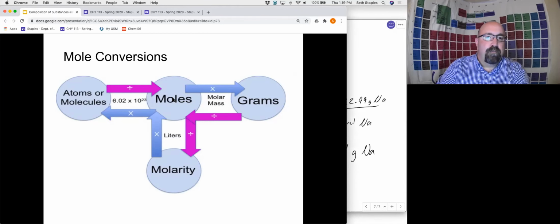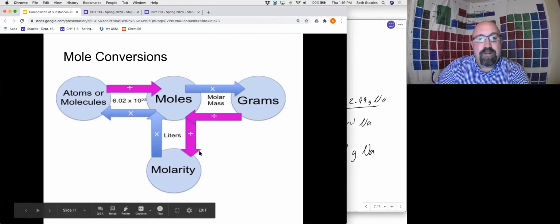If we want to go from moles to the number of atoms or molecules, then we're going to use Avogadro's number and we're going to multiply. From atoms or molecules to moles, we're going to divide by Avogadro's number. This also shows you how you can go from grams to atoms or molecules. First, you're going to divide by your molar mass to get to moles, and then multiply by Avogadro's number to get to the number of atoms or molecules.